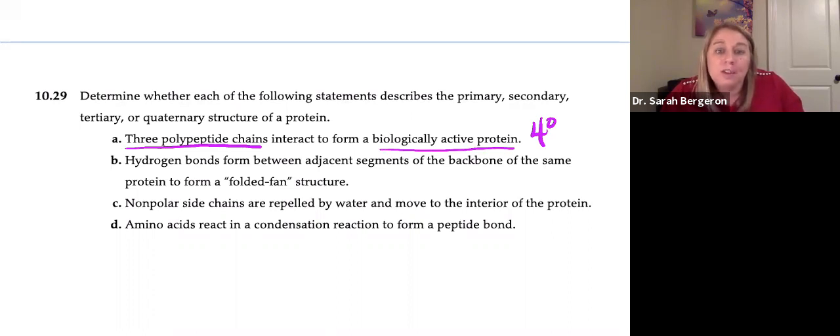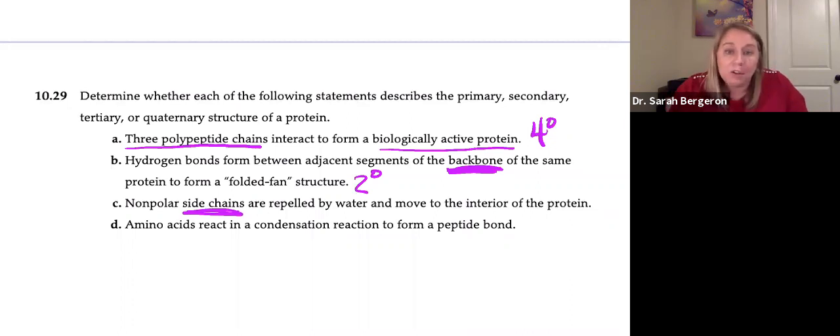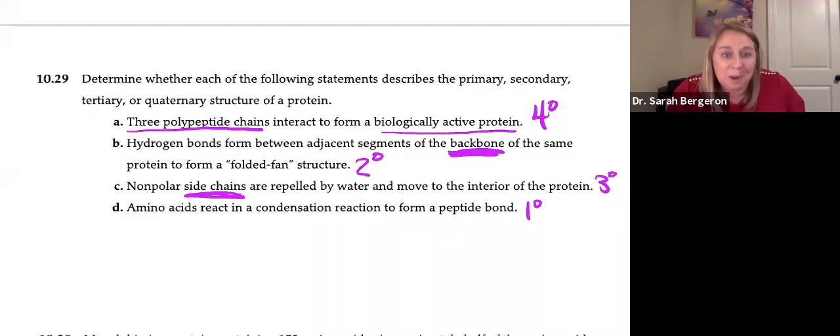Hydrogen bonds form between adjacent segments of the backbone of the same protein to form a folded fan structure. That's a beta sheet. Because it's between the backbone, that's telling me it has to be secondary. Nonpolar side chains are repelled by water to move to the interior of the protein. So now we're talking not between the backbone, now we're talking between the side chains. So the side chain's telling me it's tertiary. Amino acids react in a condensation reaction to form a peptide bond. It's just primary.